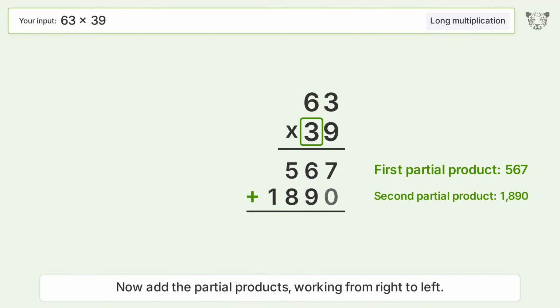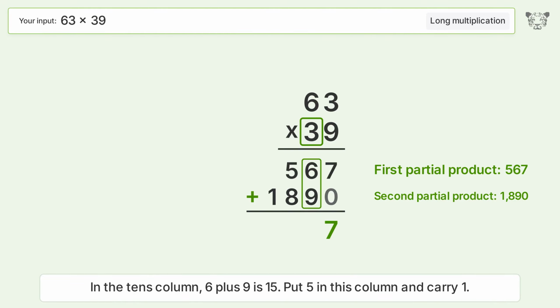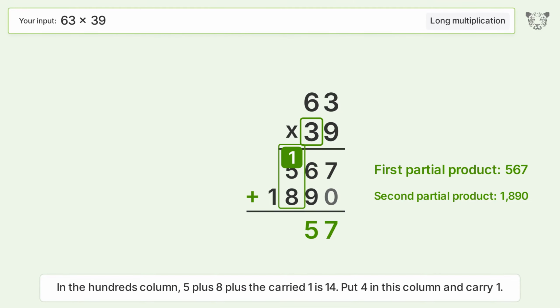Now add the partial products, working from right to left. In the ones column, 7 plus 0 is 7. In the tens column, 6 plus 9 is 15. Put 5 in this column and carry 1. In the hundreds column, 5 plus 8 plus the carried 1 is 14. Put 4 in this column and carry 1.